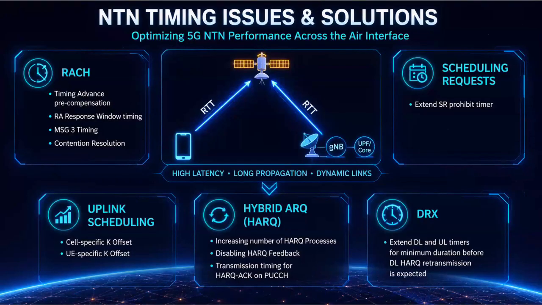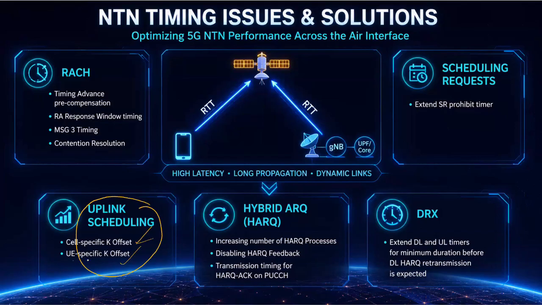After that, we have uplink scheduling. In terrestrial networks, uplink grants arrive very quickly. But in NTN, the scheduler sends the grant much earlier. To achieve this, 3GPP introduced 2 types of offset: one is the cell-specific K offset, and one is the UE-specific K offset. In case of the cell-specific K offset, this parameter is configured for all users in the cell.